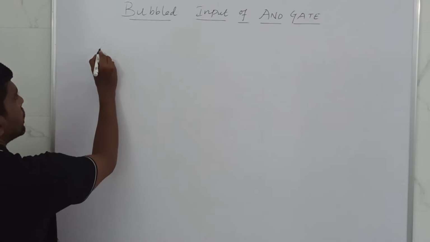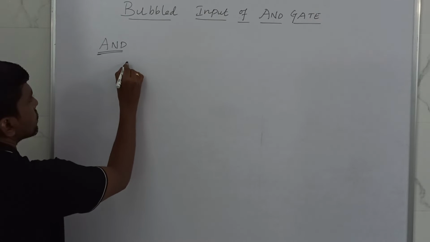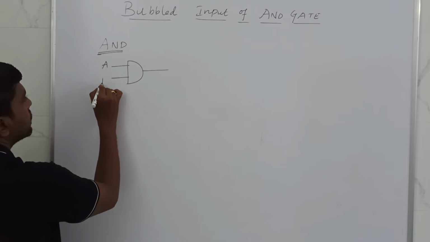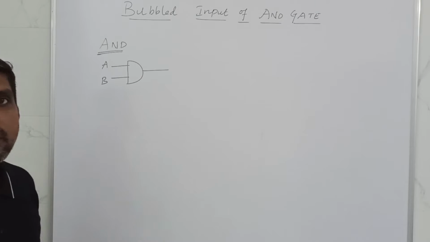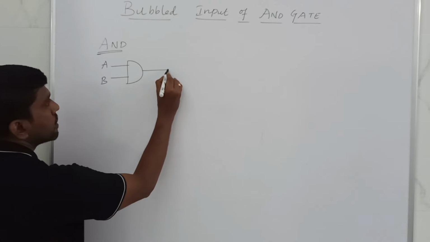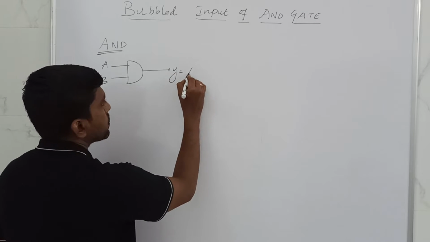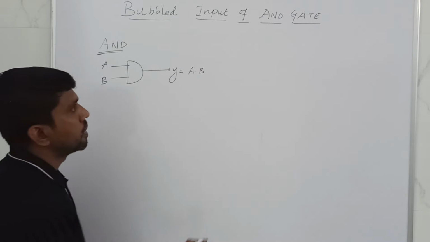First I will draw the AND gate symbol. It has two inputs, A and B. In this AND gate symbol, I am not adding any bubbles at the input side. Y is the output. The corresponding Boolean expression is A dot B. So it's an AND gate operation.